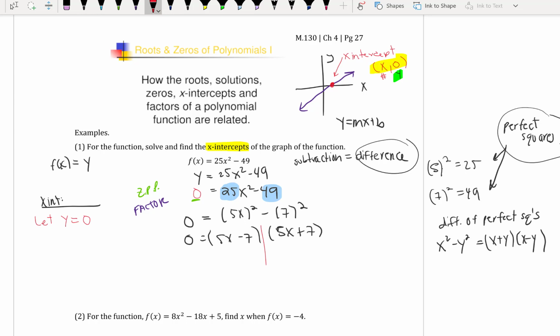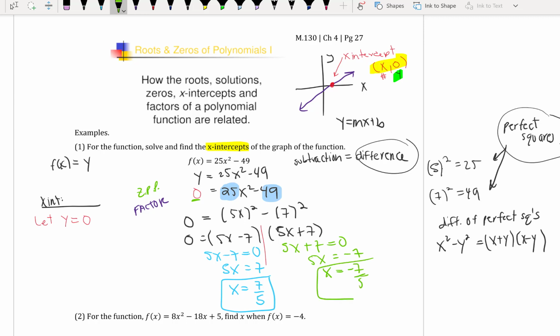So you set each one equal to 0, so that 5x minus 7 is equal to 0, so that 5x is equal to a positive 7, and x is equal to 7/5. Right? Your goal is to add the 7, divide by 5. And in our next one, we have 5x plus 7 is equal to 0. So I subtract 7 from both sides, and then I divide by 5 to get my negative 7/5.